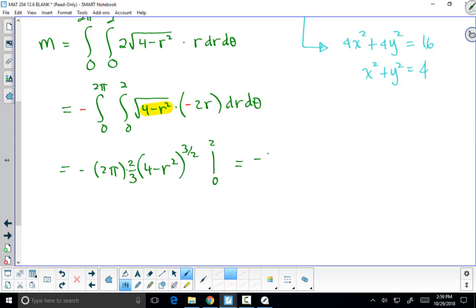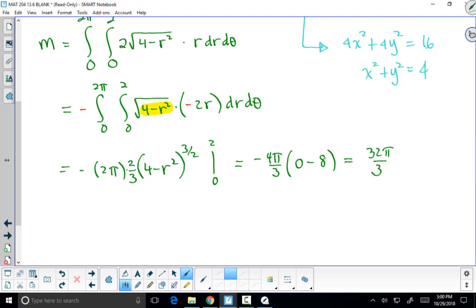So when all is said and done, we have minus 4 pi over 3 multiplied by 0 minus 8? Something like that? So that is our mass. Mass of this ellipsoid. This semi-ellipsoid? Or is it a hemi-ellipsoid? Definitely a hemi.